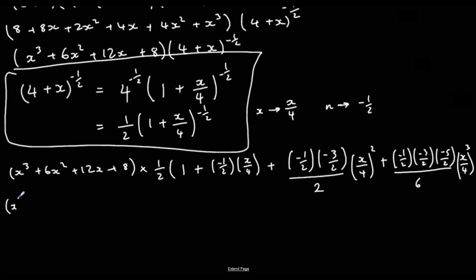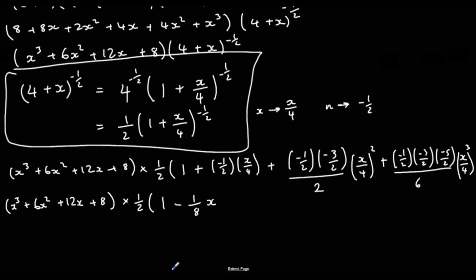So I'm going to rewrite my first bracket, times a half times my expansion. So we're going to simplify this expansion. The first term is 1. The next term, minus a half times x over 4. So it's going to be negative, and half times x over 4 is x over 8, or 1/8 x.